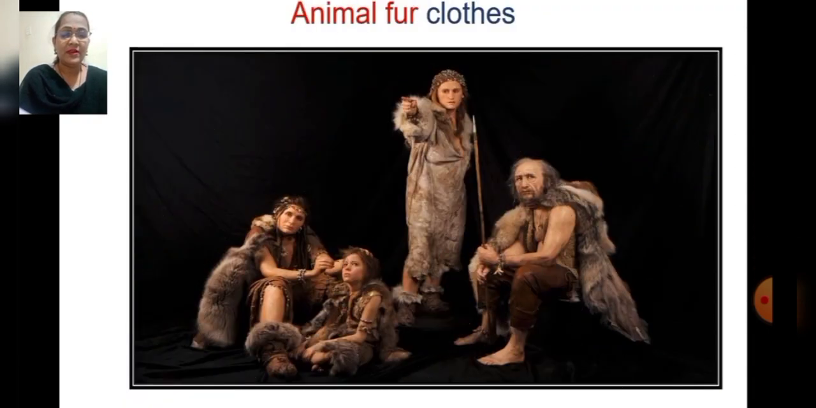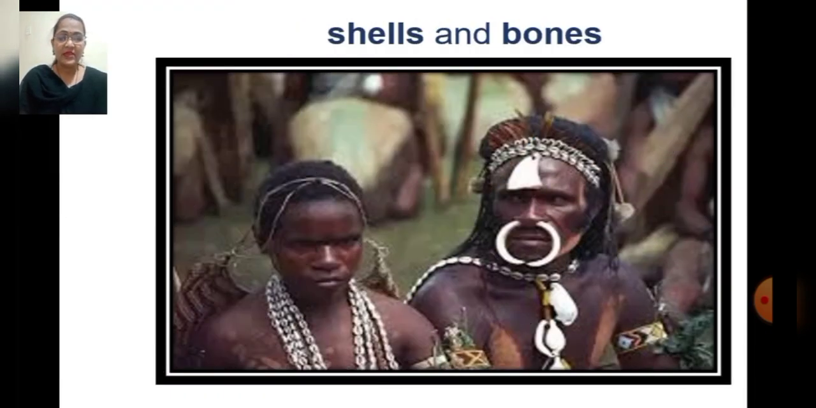People who lived in cold regions used to cover themselves with animal fur. They used to get this fur from fur animals, and they made it into clothes which they used for their covering. Even shells and bones were used by the early men to cover their bodies.